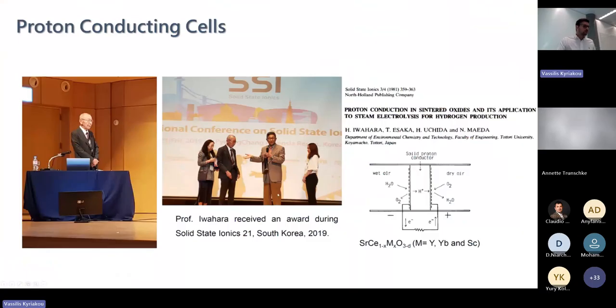This leads me to the second part of my presentation, the proton conducting materials. The beautiful thing with proton conducting materials is that since they are conducting protons and not oxide ions, the activation energy required for transporting an ion through a wall, which is what we try to do through a ceramic, is less. Therefore, they can operate at temperatures much lower compared to what we know traditionally for solid oxides.